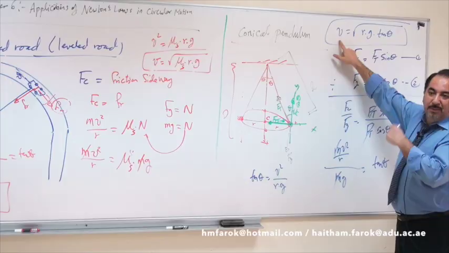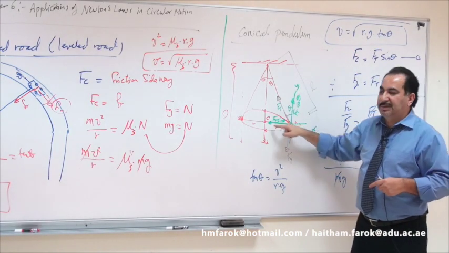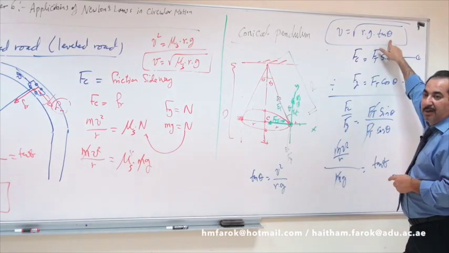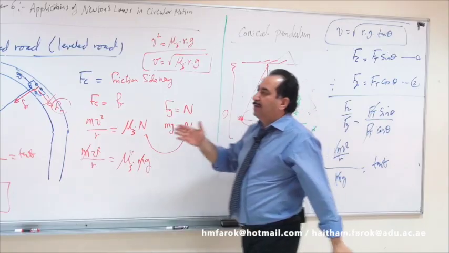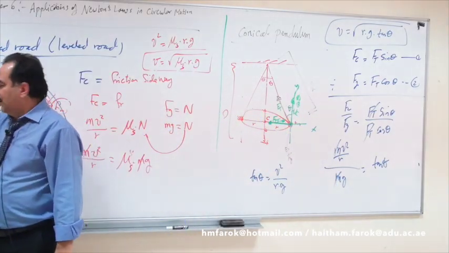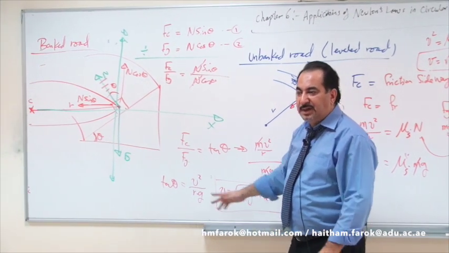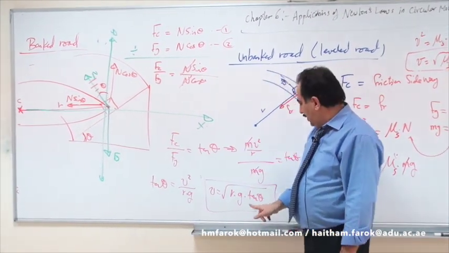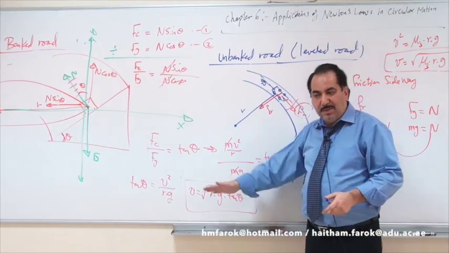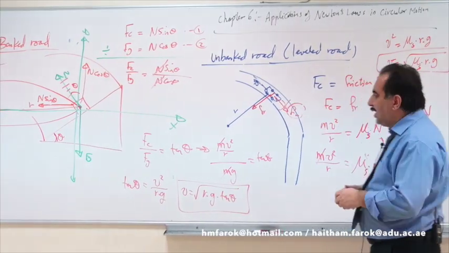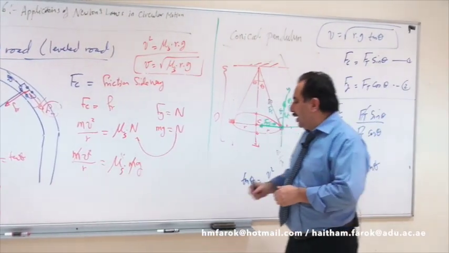V for the conical pendulum is the speed of rotation. R is the radius of the pendulum. Theta is the angle of the pendulum. Yeah? But when you talk about a banked road, how do you look at the equation? R is the radius of the road. Theta is the angle of the bank. Same equation exactly, but the way you look at it is different. Right? What else do I need in a conical pendulum?